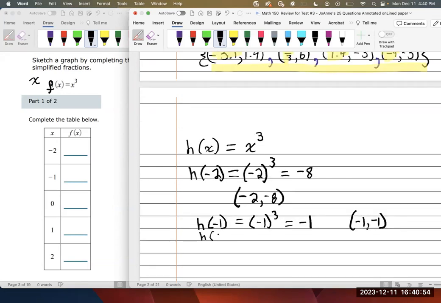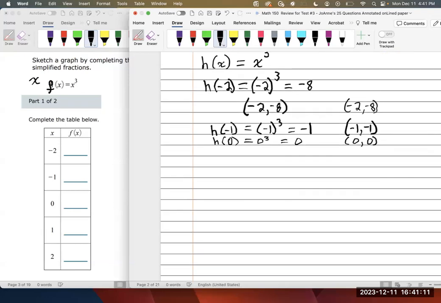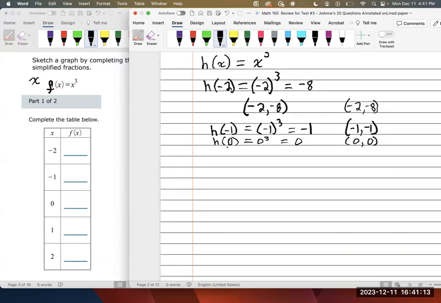h of 0 means we have 0 times 0 times 0. So if my x is 0, my y output is 0. The x is the input, the y is the output. h of 1 is 1 cubed, 1 times 1 times 1. So my input is 1, my output is 1.